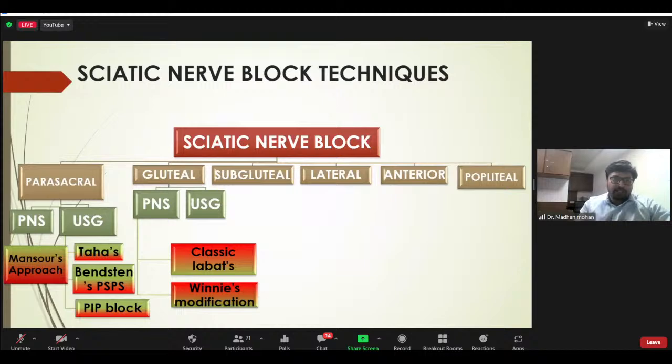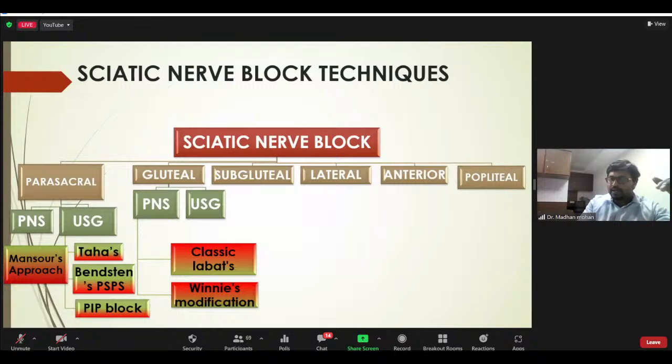All those 4 approaches can be useful for blocking the sacral plexus, mainly the sciatic nerve at the level of origin. Coming to the gluteal level, you can make use of PNS as well as USG and the dual technique. We have the classic Labat technique as well as Vinny's modification of the Labat technique. These two are the main techniques for blocking the nerve at the gluteal level.